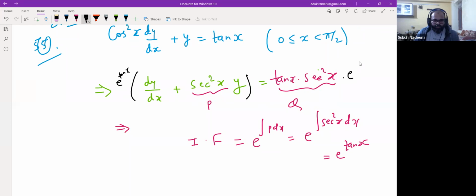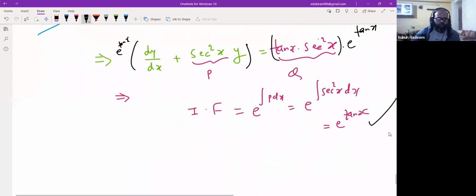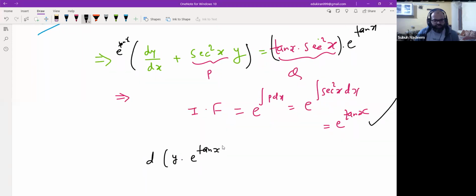Here also we'll multiply e to the power tan x. After getting the integrating factor, the left hand side will automatically become the derivative of y into e to the power tan x. That you can check. By chain rule, this will happen: first e to the power tan x into dy by dx, then y will not be differentiated, and e to the power tan x differentiation is e to the power tan x into sec square x.